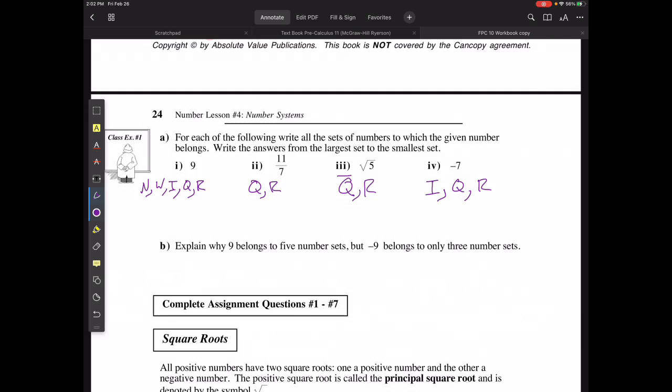Now, when it is asked why 9 belongs to 5 number sets, but -9 belongs to only 3 number sets, it's because negatives are not natural or whole. So there's those two categories, even though it doesn't have a decimal in it. There's those two categories that separate it, natural and whole.